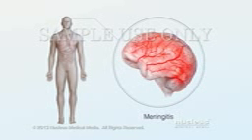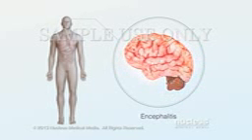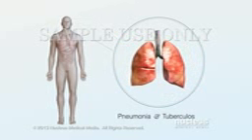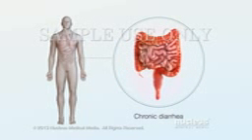Some of the common AIDS-related opportunistic infections are inflammation of the tissues covering your brain and spinal cord, called meningitis. Inflammation of your brain, called encephalitis. Respiratory illnesses, such as pneumonia and tuberculosis. Intestinal illnesses, such as chronic diarrhea caused by infectious parasites. And cancers, such as Kaposi's sarcoma and non-Hodgkin lymphoma.